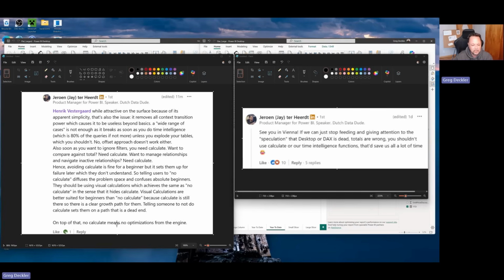And then there's no calculate, which means no optimizations from the engine, which is the stupidest thing, right? It's like I'm sure the query engines sit there like, oh, I don't see calculate in that DAX measure, but I wash my hands of it. I'm not doing anything with it. I'm not optimizing that at all. Actually, to its credit, the engine does a phenomenal job of optimizing no-calculate measures and that sort of thing. Does a great job at it.